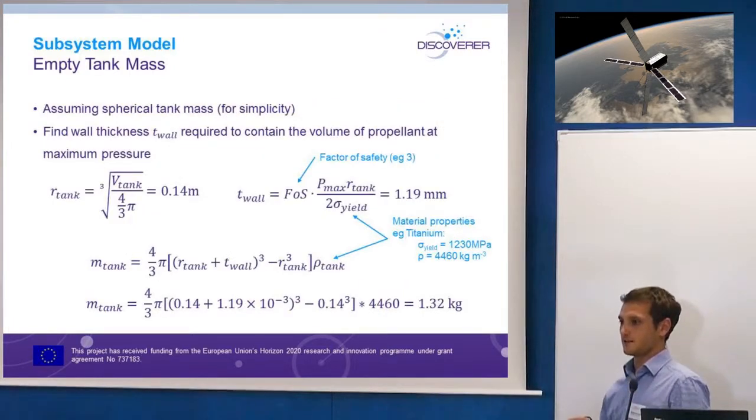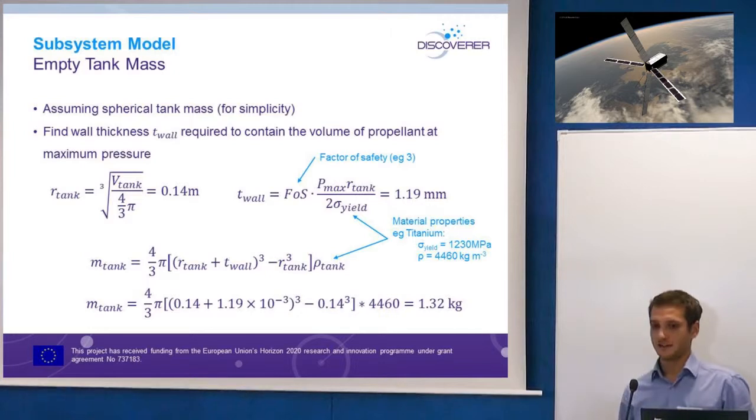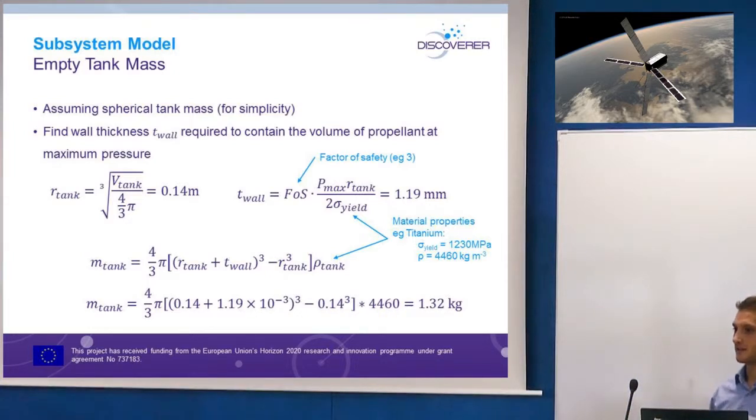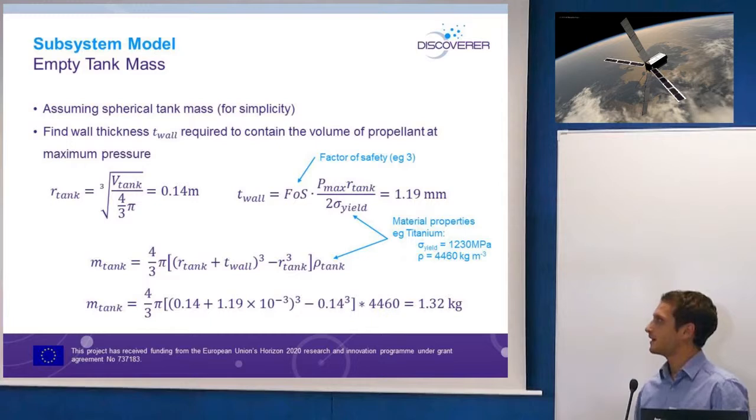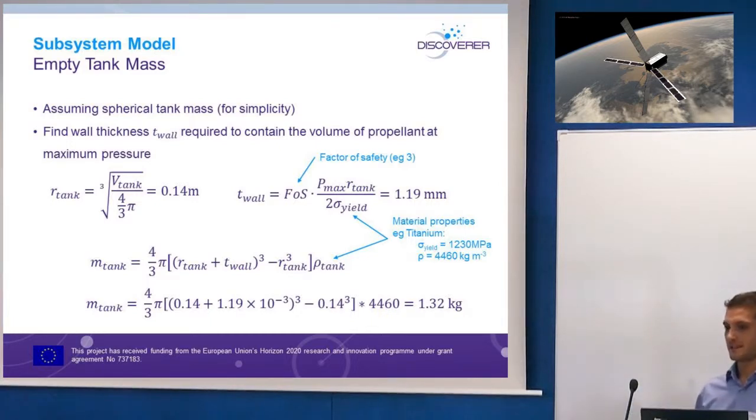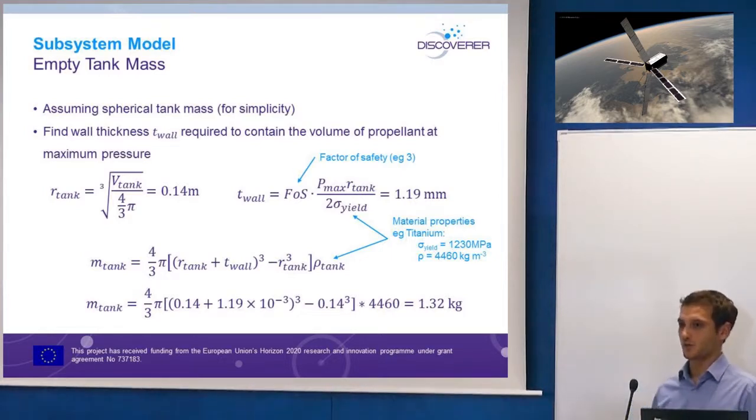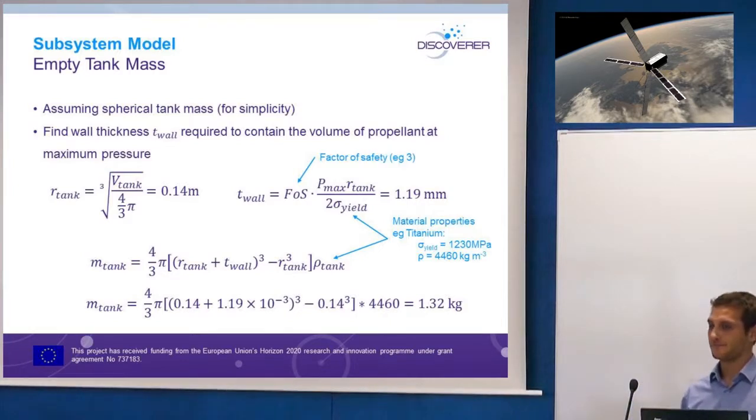Now, if we want to consider the design of the tanks, in this case we're going to take a very simple example of a spherical tank, very easy geometry to work with. However, we could extend this to cylindrical tanks or toroidal tanks quite easily. Then we just need to find out the thickness of the wall of the tank to store the propellant at the maximum pressure we want to consider, to find out how much that tank is going to weigh.